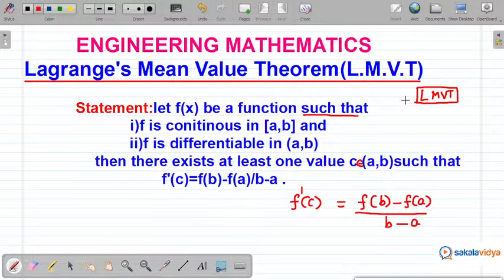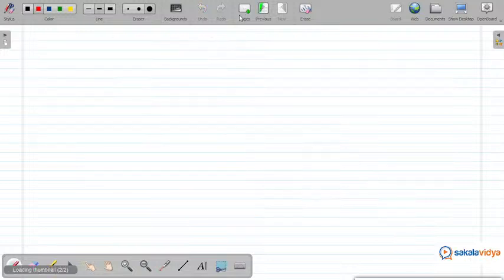Actually in the previous session we left some problems on Rolle's theorem. So first let us complete the leftover problems and then we shall switch over to the problems on Lagrange's mean value theorem. Let us move to the next problems now.